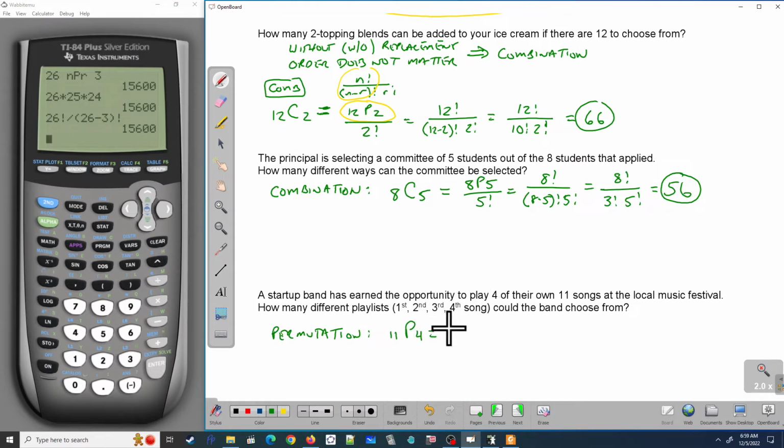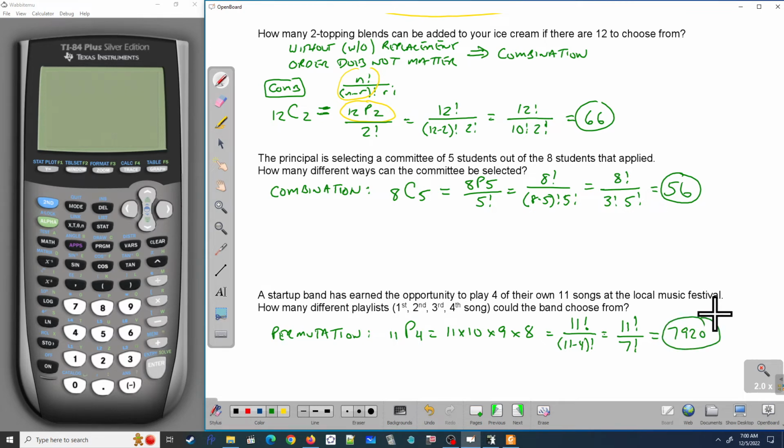And so you might use the multiplication counting principle, 11 times 10 times 9 times 8. Or you could write 11 factorial and realize that starting at 7, those are all canceled out. I would have realized that because I would have gone 11 minus 4 factorial, or simply 11 factorial over 7 factorial. And in that case, you would have come up with 7,920 different possibilities.